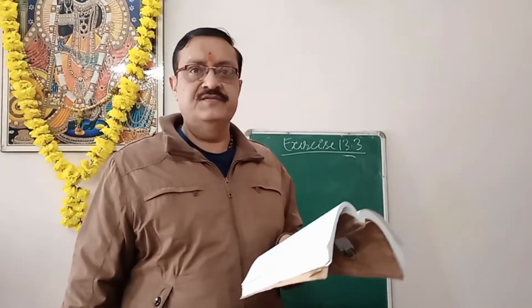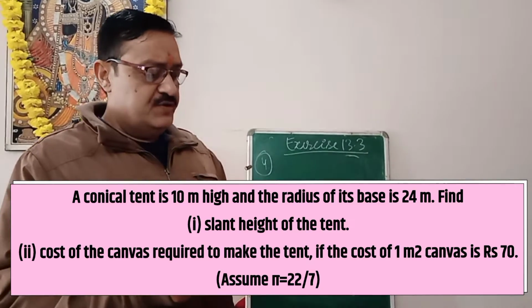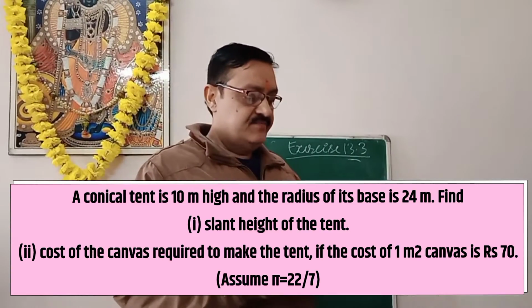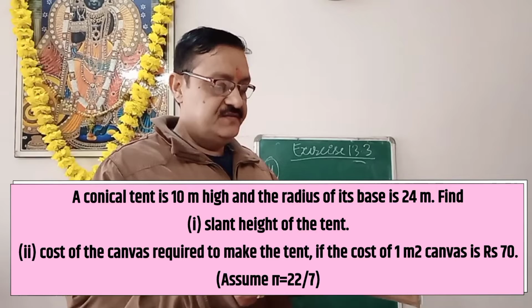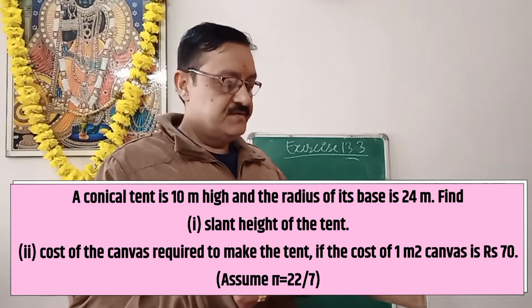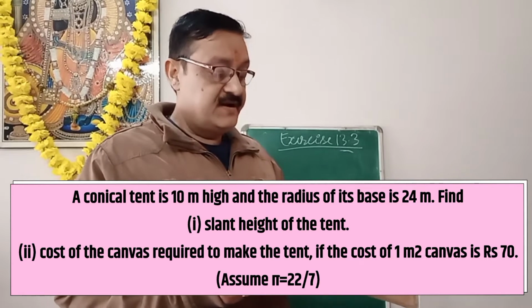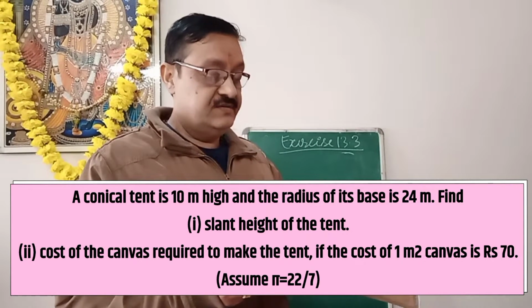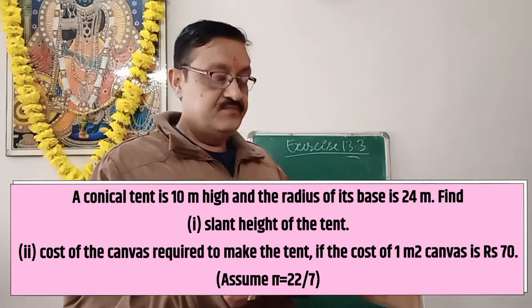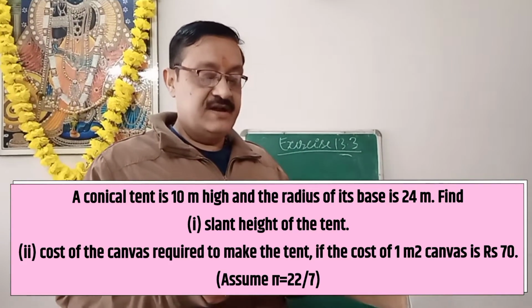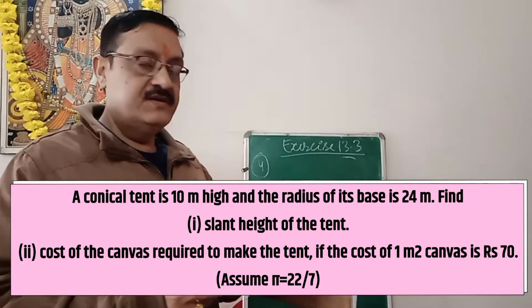Now the fourth question of exercise 13.3. A conical tent is 10 meter high and the radius of its base is 24 meter. Find slant height of the tent. First part. Second part, cost of the canvas required to make the tent if the cost of 1 meter square canvas is rupees 70.